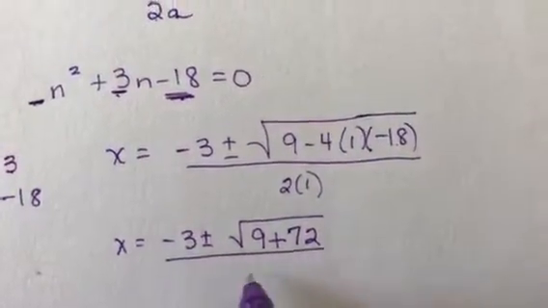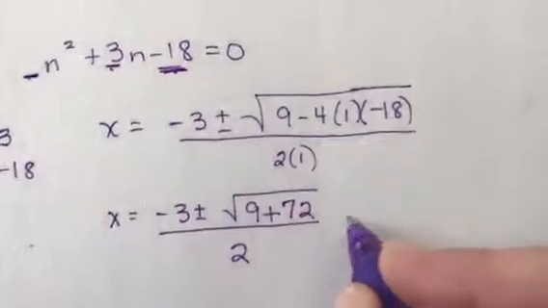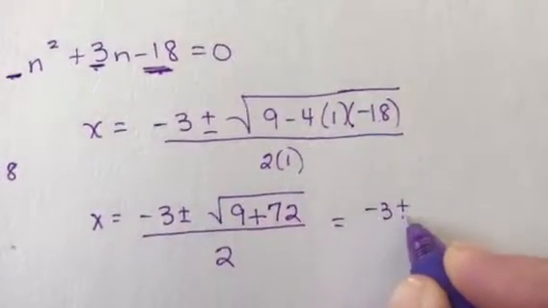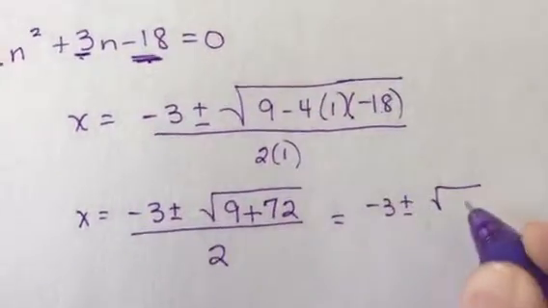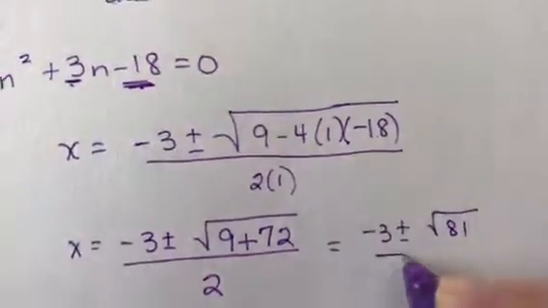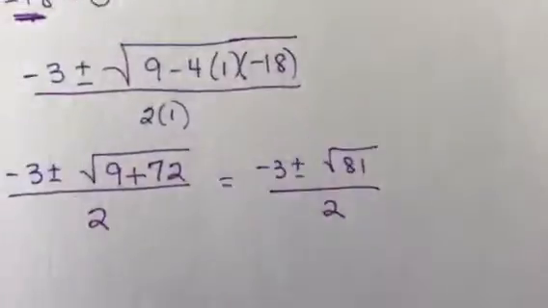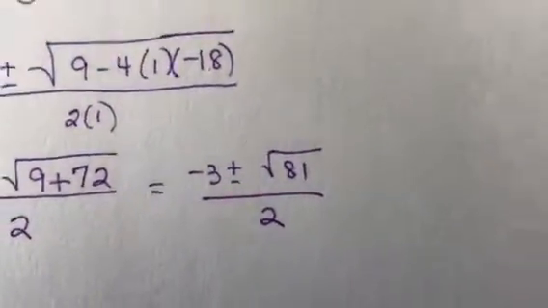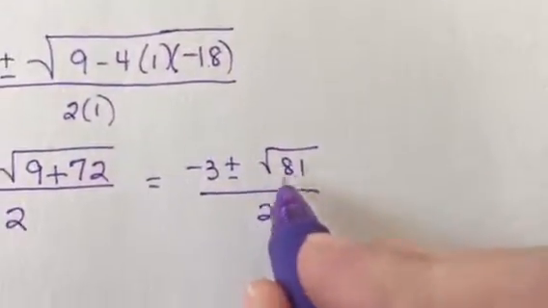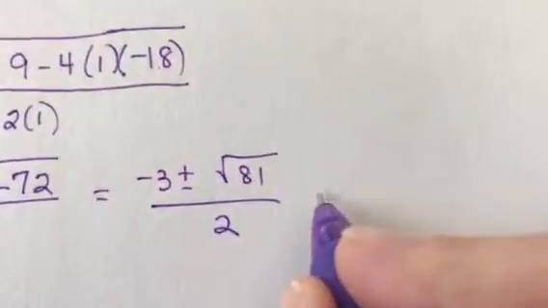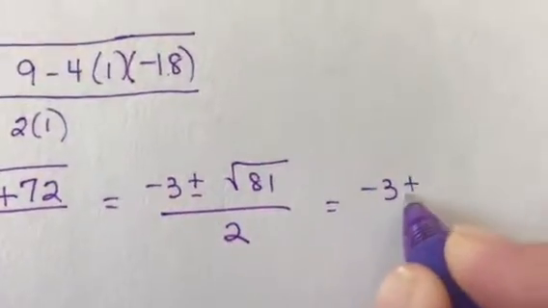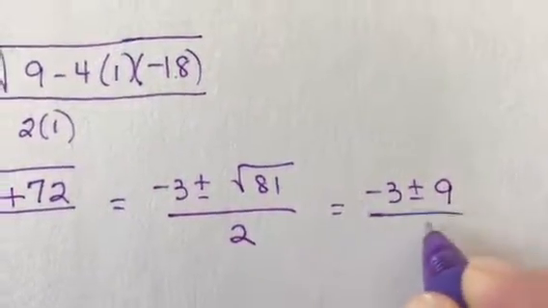Scare myself sometimes. Okay, and then we get negative 3 plus or minus the square root. Let's see, what's that going to give me? 81 all over 2. Now, sometimes you're done. That's all you can do. So look and be careful. If this is a perfect square, you need to go further, and it is. The square root of 81 is 9.